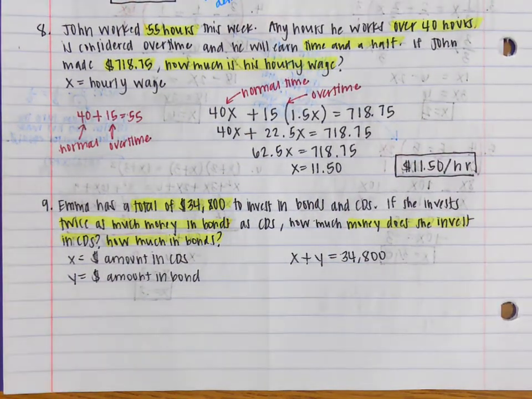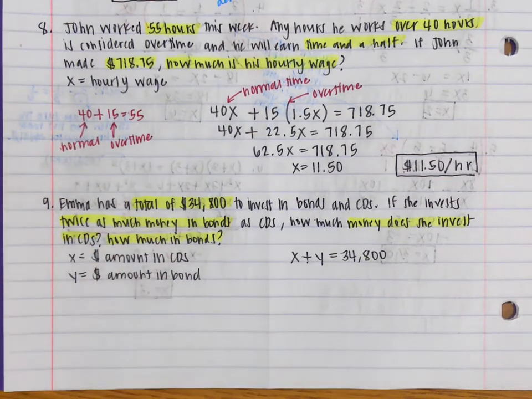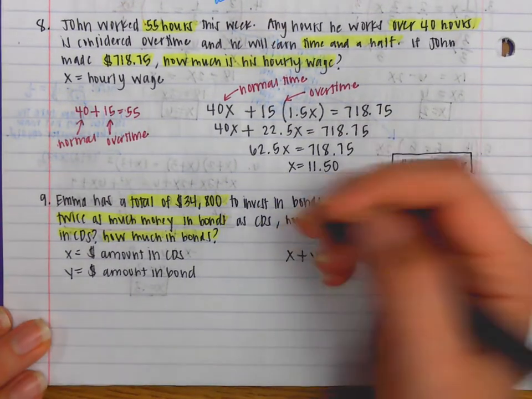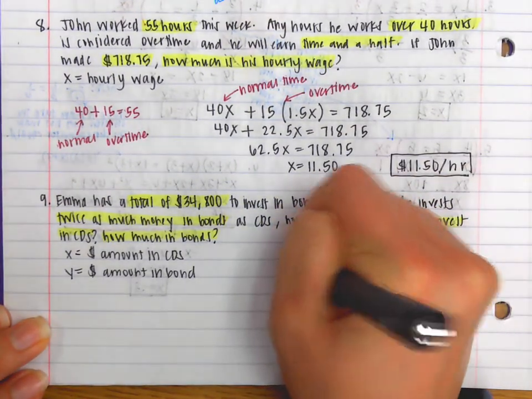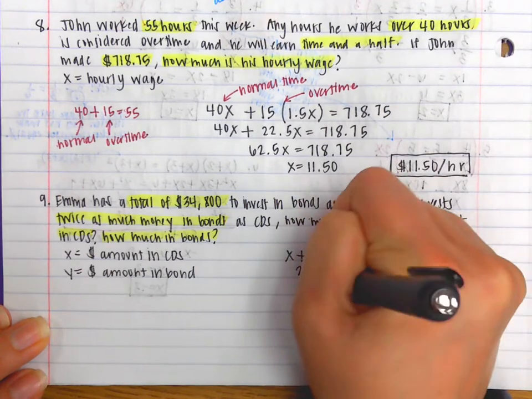So then the second one is using this twice as much money in bonds as CDs. So I think I have to stop and think about it. Twice as much money in bonds as CDs. So the bonds number is bigger. So what she's doing is she's multiplying the CD amount by 2 to get the amount in bonds.